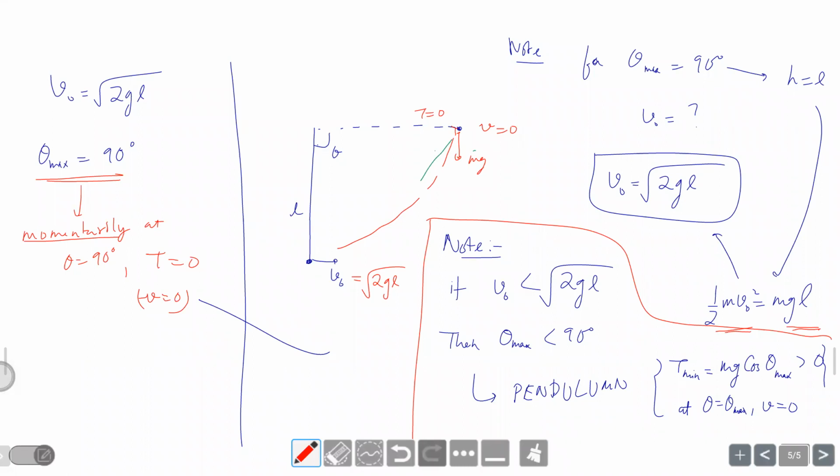Whereas if we give it a sufficient amount of speed, and we will see that the sufficient number is actually root 5 GL, interestingly. If we give it root 5 GL or more, then the string always remains tight and it completes the vertical circle. But if we give it more than root 2 GL but less than root 5 GL, then somewhere between 90 and 180 degrees the thread will slacken, and from there it will fall in a projectile. It will not exactly fall vertically because the particle doesn't stop there, but it will fall in a projectile. Next page.